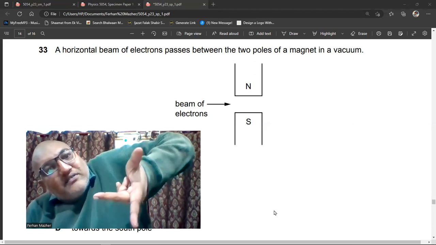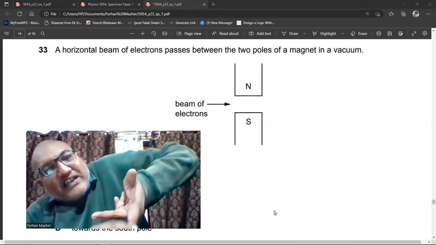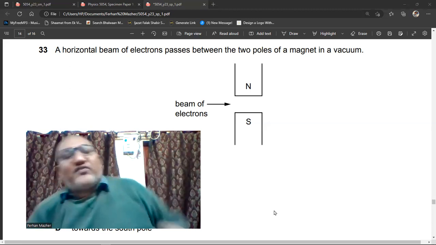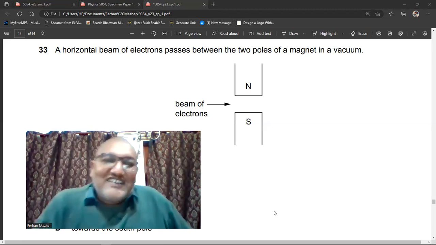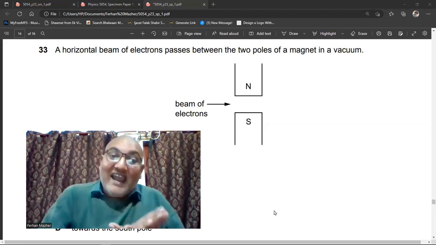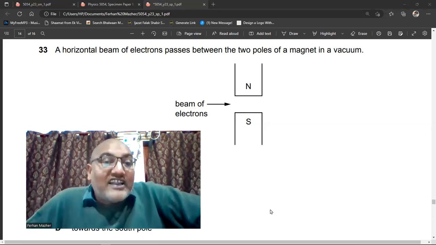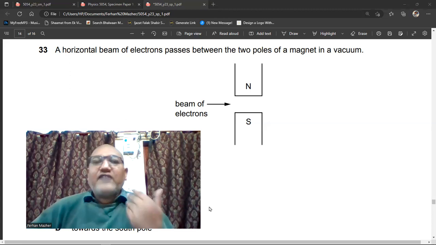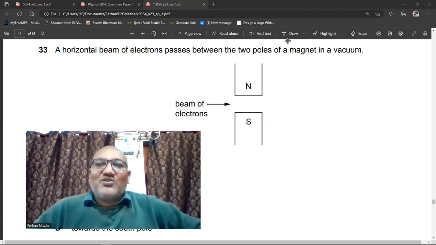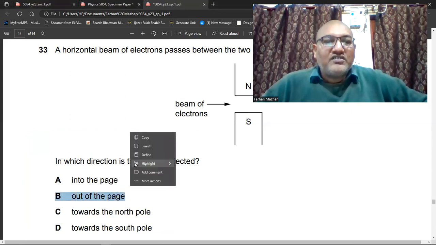My thumb is pointing into the screen. Because electrons are going in this direction, the magnetic field is downward, north to south. My thumb pointed into the screen. Okay. But this law is not about the negative charges. This law is about the positive charges. So whatever my thumb tells me, the direction of the deflection of the electrons, because they are negatively charged, that will be opposite. That will be out of the screen. So I think out of the page, I think that's the best option.